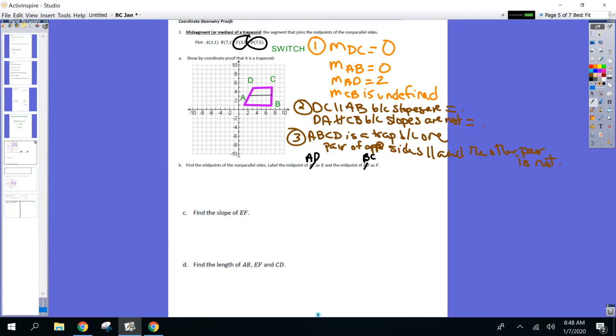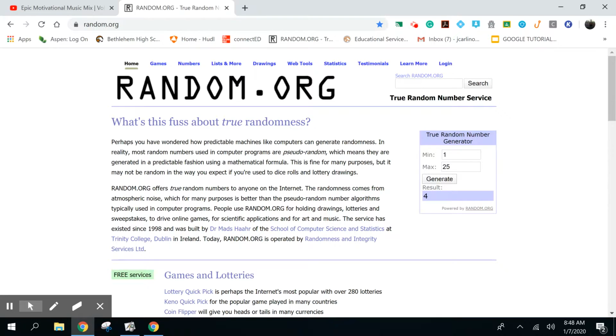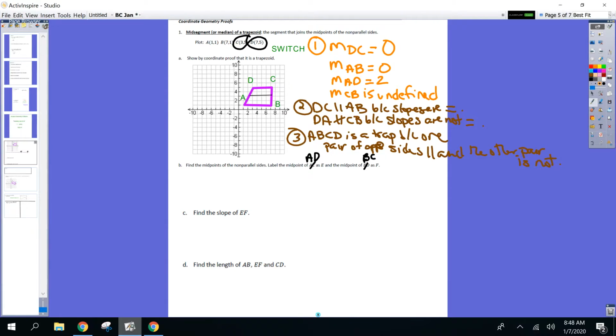If I had a part B now, I'm going to challenge you. If I had a part B question that said, now prove it's isosceles, what's your next move? How would I make that trapezoid an isosceles trapezoid? What would be your next move if I asked that? Prove the legs congruent. Yep, nice job. Prove the legs congruent.